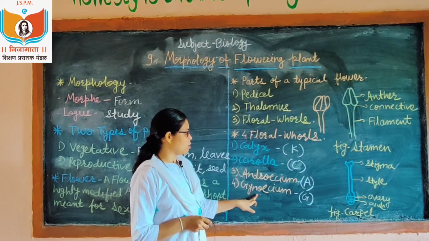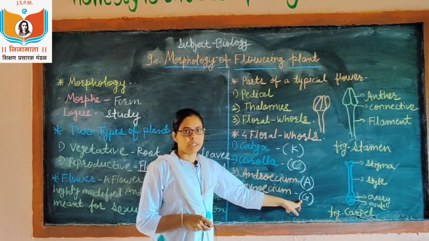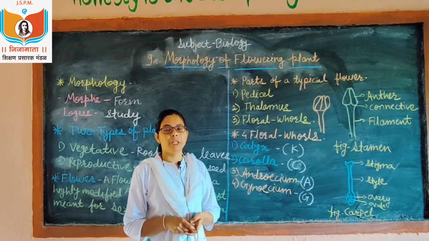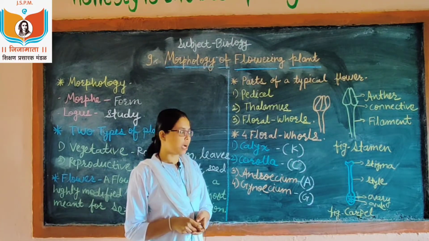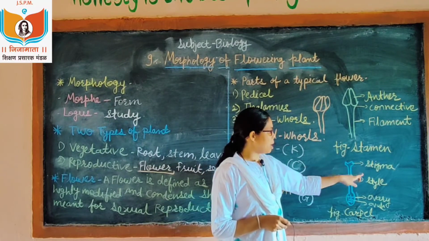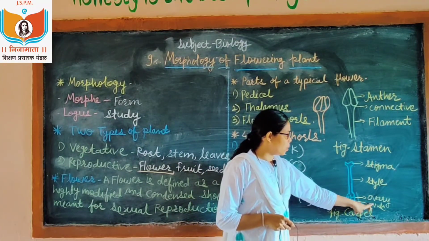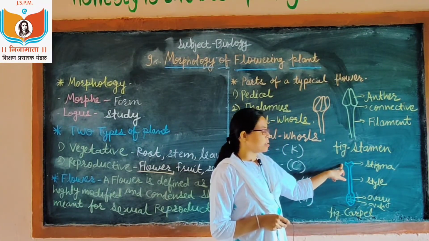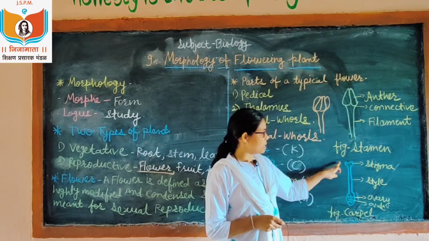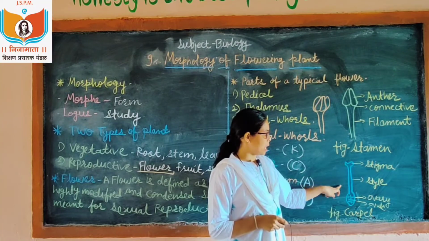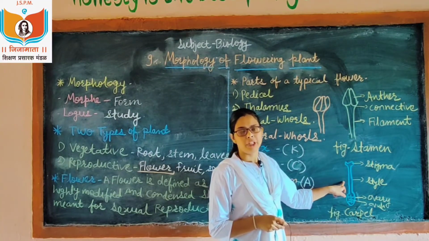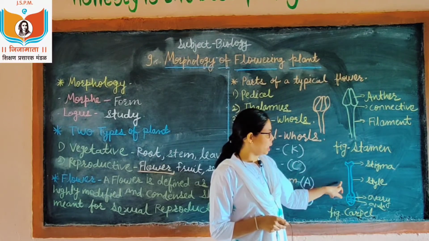Then the next whorl is the gynoecium. It is denoted by capital G. Gynoecium is the innermost whorl of a flower. It is the female reproductive organ, called a carpel. Carpel consists of three main parts: stigma, then style, and then ovary. Stigma is the upper lobe-like structure of a carpel. Then style. Style is the medium tubular portion of the carpel.